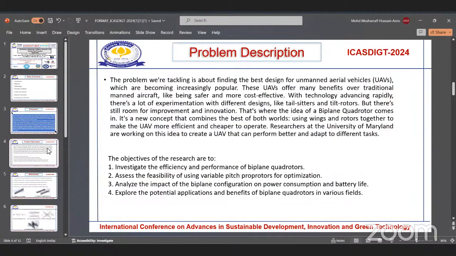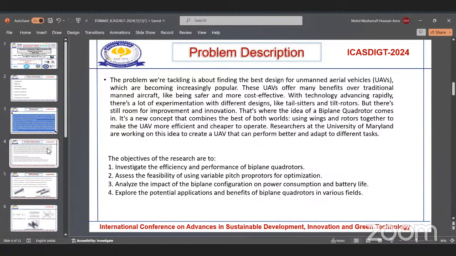Next, moving on to the problem description. The problem we are tackling is about finding the best design for unmanned aerial vehicles, which are becoming increasingly popular. These UAVs offer many benefits over traditional manned aircraft, like being safer and more cost-effective. With technology advancing rapidly, there is a lot of experimentation with different designs like tail features and tail rotors. But there is still room for improvement and innovation.